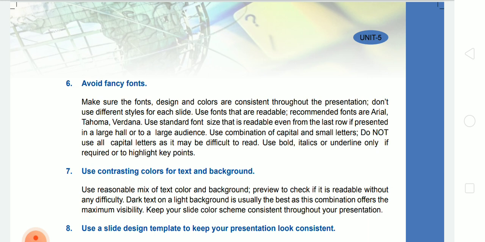Avoid fancy fonts. It is very much suggested that you use a combination of small letters and capital letters. Do not use all capital letters as it may be difficult to read. Also try and keep it very simple, like use Arial 12 or Times New Roman or Calibri 12. It is suggested Calibri 12 is the best.